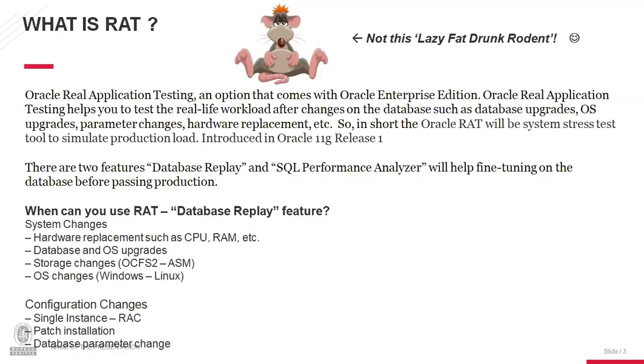The second is database and OS upgrades. Of course, what we're going to do in RS production in the next few months falls in the same category. Third is storage change, for example, if you're modifying your OCFS or any kind of storage, what change it will bring in real time, you can understand using that. Another is OS change, like Windows or Linux, and configuration change, like moving from single instance to RAC or RAC to single instance. Again, you will test it using that.